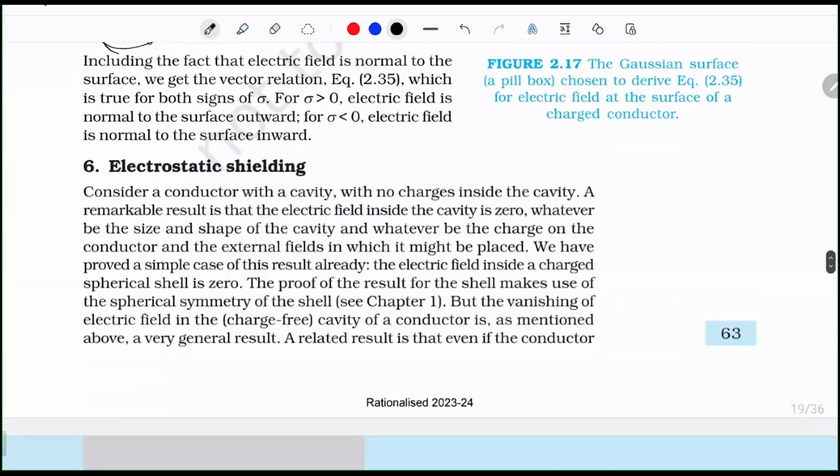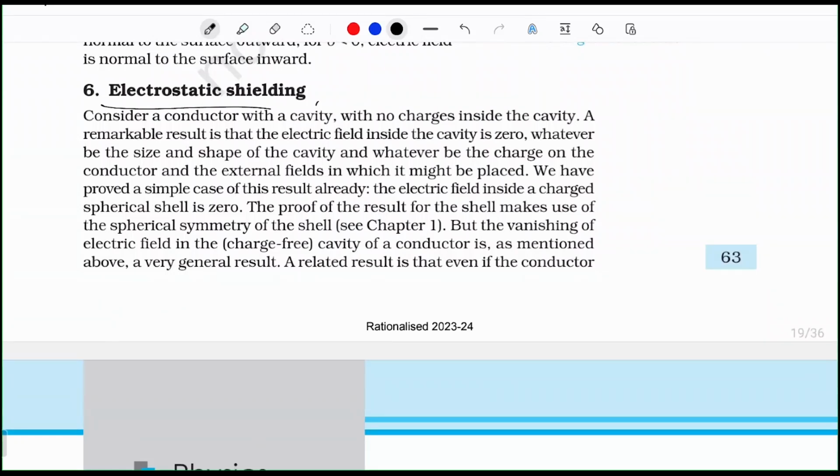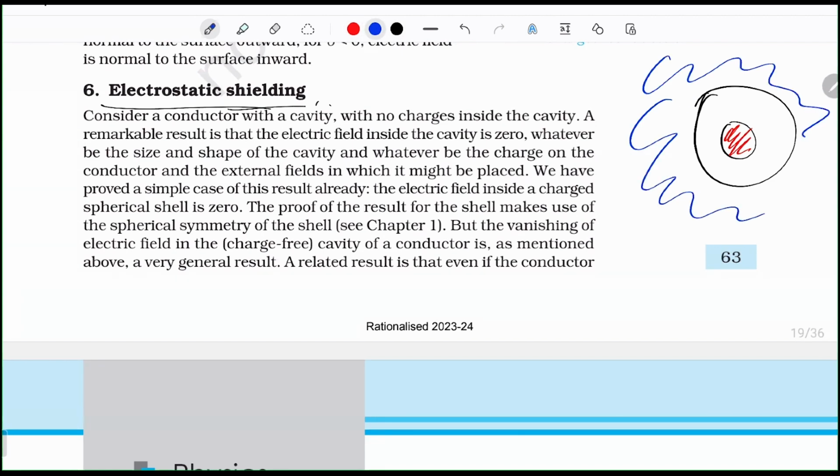Okay, and now we come to the sixth point, which is probably the most important point in a conductor: electrostatic shielding. The basic point of this property is that if you have a cavity inside a metal, let's say this is the part inside the cavity and this is the universe around the metal. So the red is the cavity and the blue is the universe outside. This property is basically saying that the red and the blue parts behave as roughly independent universes. They do not affect each other in the sense of electrostatics.